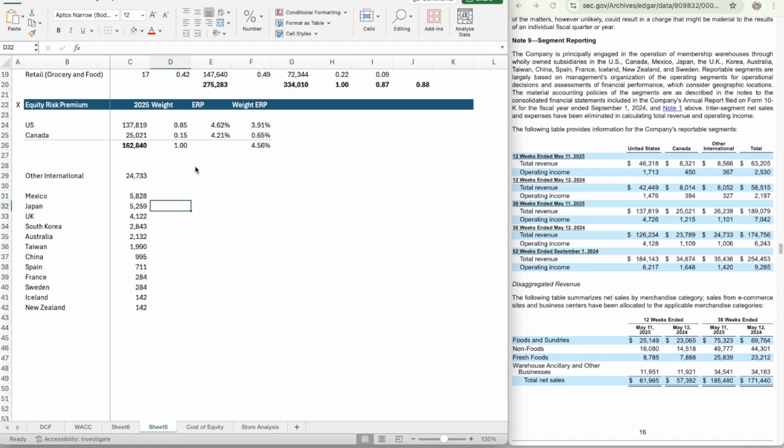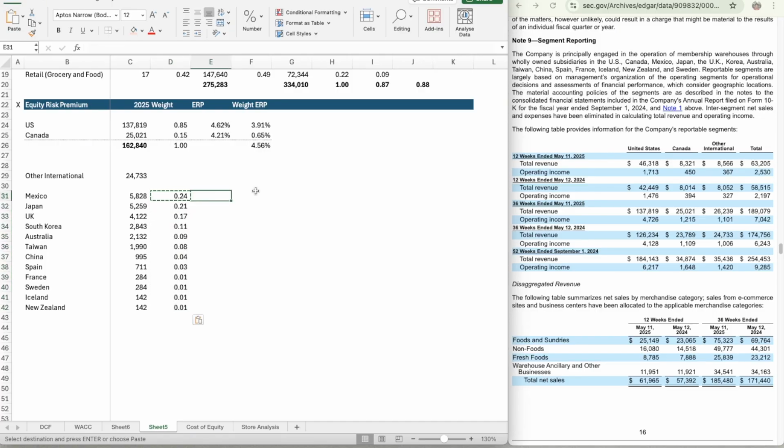And then, so to work out the weight, we go equals, and we take the Mexican revenue and divide it by other international. We lock in other international, and let's just do a bit of formatting, and we just bring that down all the way.